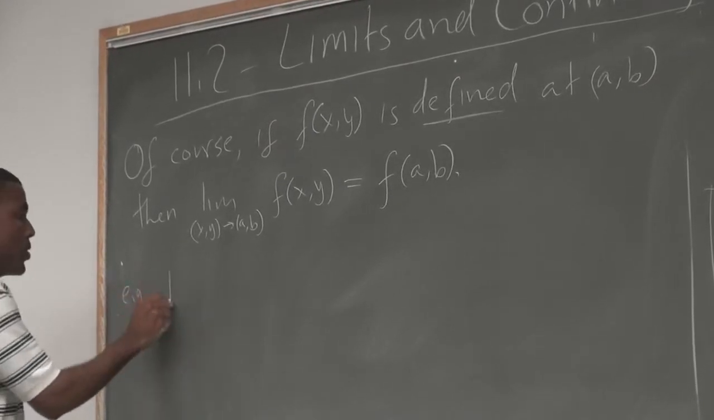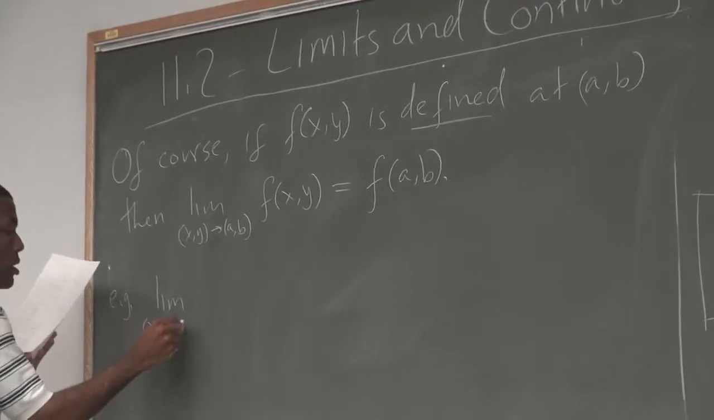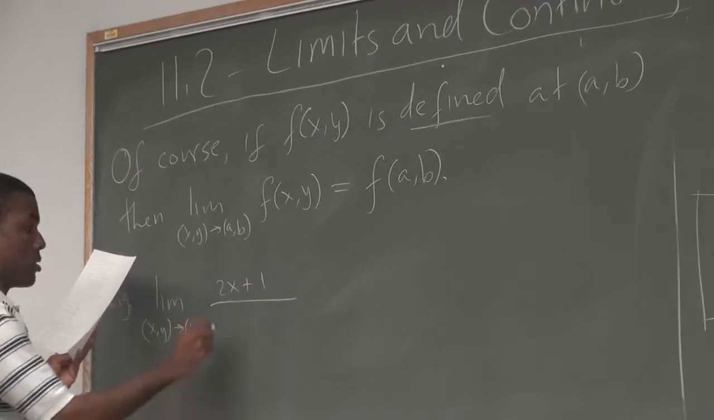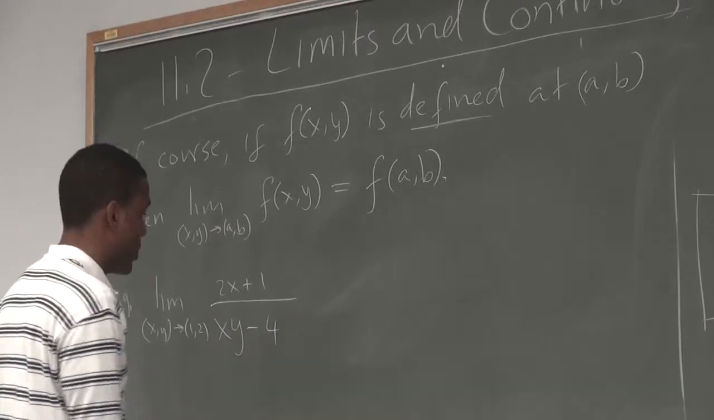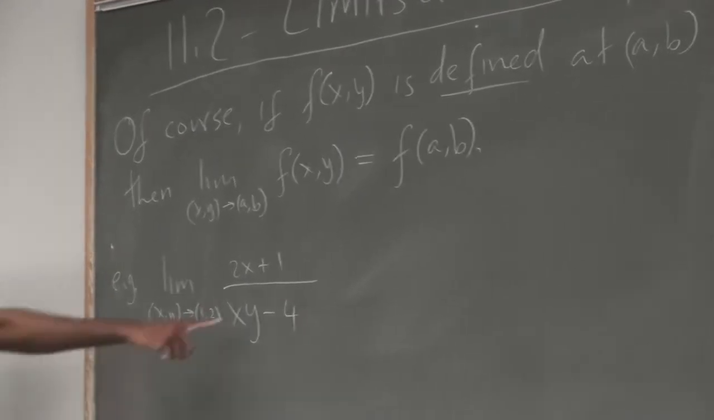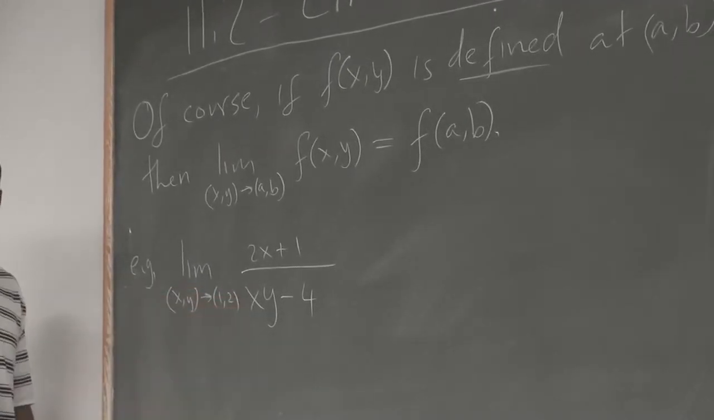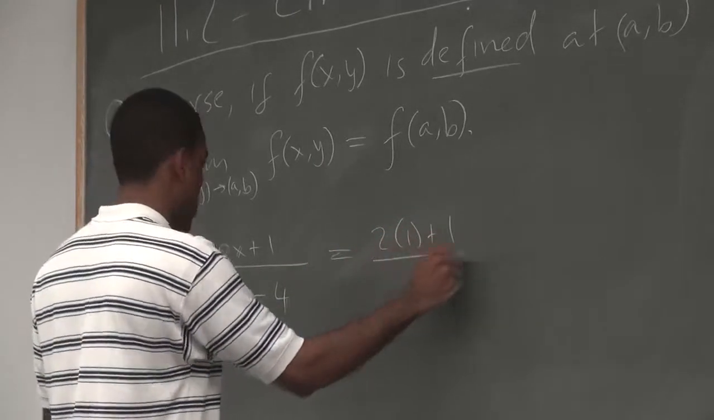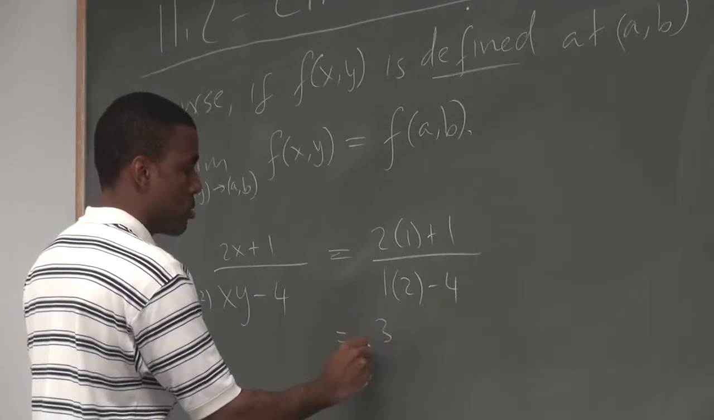Example. Limit as x, y approaches 1, 2 of 2x plus 1 over xy minus 4. Now, if we were approaching 2, 2, this would be bad, right? Because I divide by 0. But approaching 1, 2 is actually not so bad because it's defined. The denominator is not 0 there. It means you can literally just plug in the numbers. So 2 times 1 plus 1 divided by 1 times 2 minus 4.